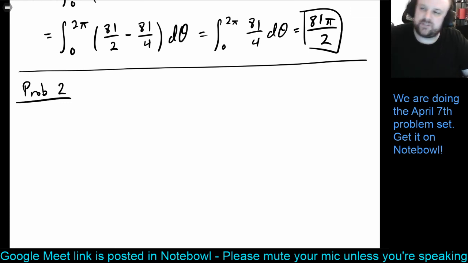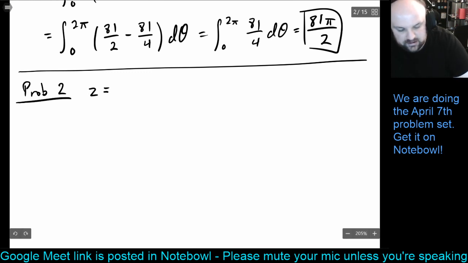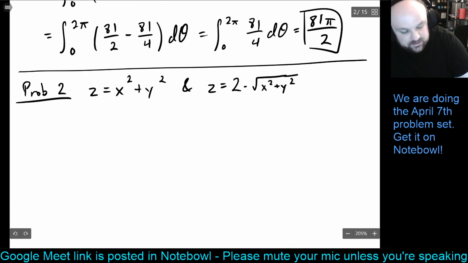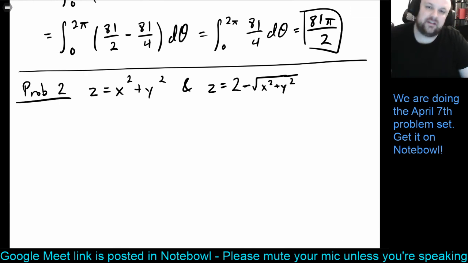So here we're kind of doing the same question, but we're asking what's the volume of the region bounded by this upward facing paraboloid here, and the cone z equals 2 minus the square root of x squared plus y squared. All right, so this is an upside down cone. It has its vertex up at 2, and then it just opens outward.